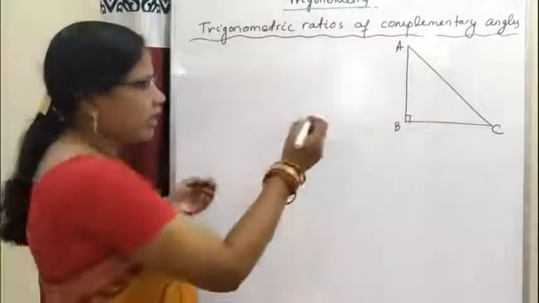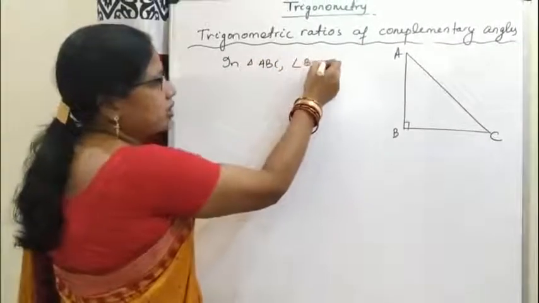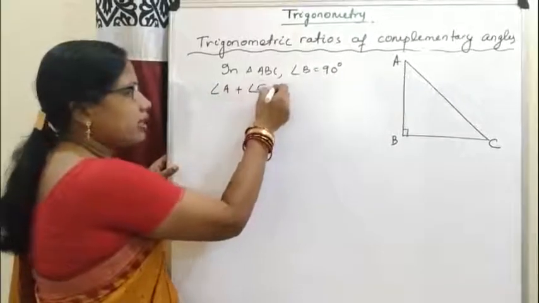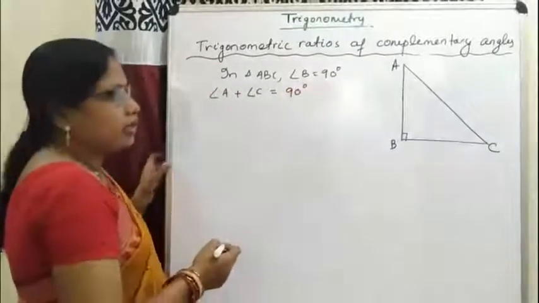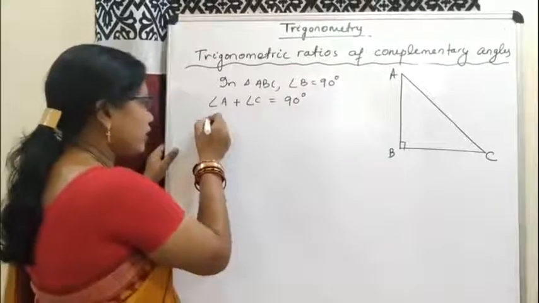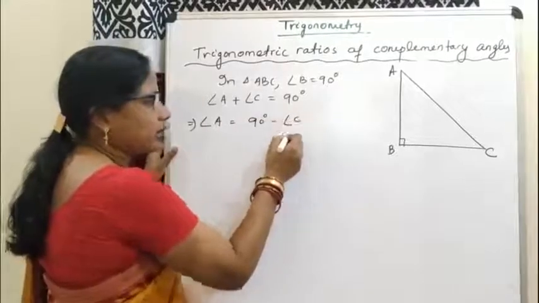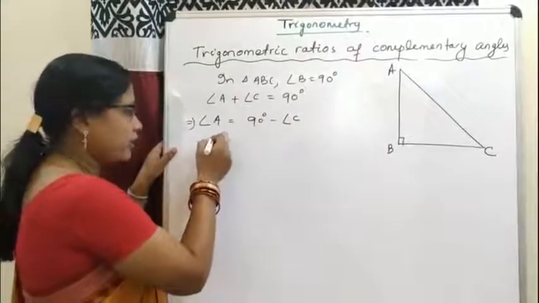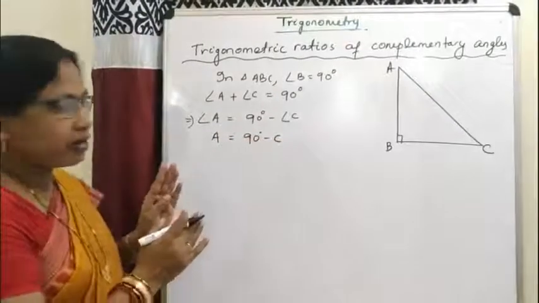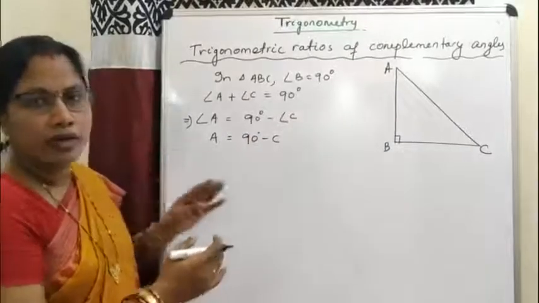So here in this triangle ABC, angle B is 90 degree. That means angle A plus angle C is equal to 90 degree. So angle A and angle C are complement to each other. So we can write, this implies angle A is equal to 90 degree minus angle C. Or in short form we can write A is equal to 90 minus C. Now we can find the ratios for angle A and for angle C also, then we can compare it.